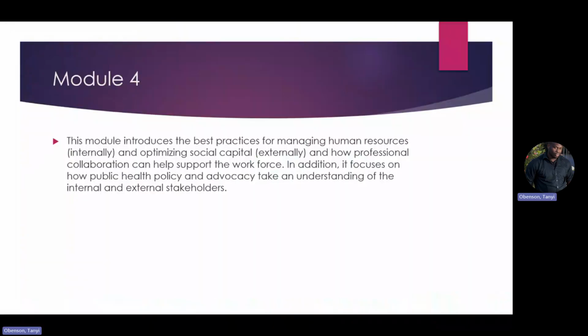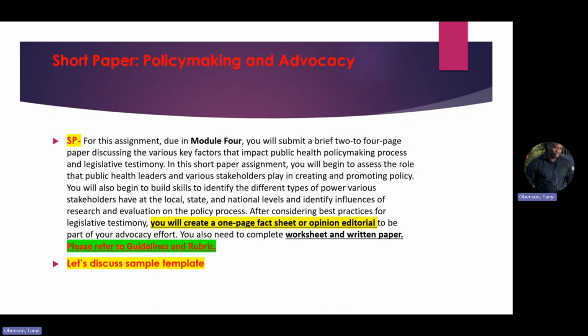I'll be covering modules 4, 5, and 6 for 610 PHE. So for module 4, which is coming up pretty quickly, this module introduces the best practices for managing human resources internally and optimizing social capital externally, and how professional collaboration can help support the workforce. In addition, it focuses on how public health policy and advocacy take an understanding of the internal and external stakeholders.